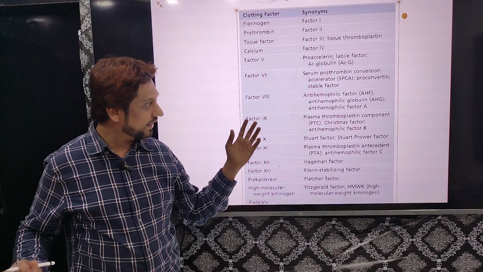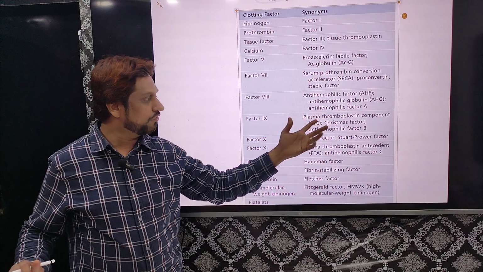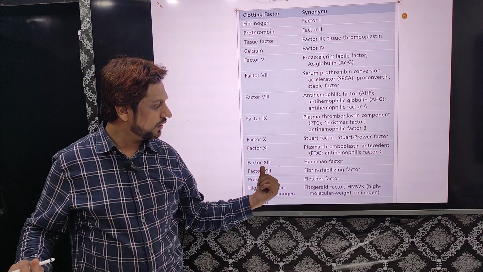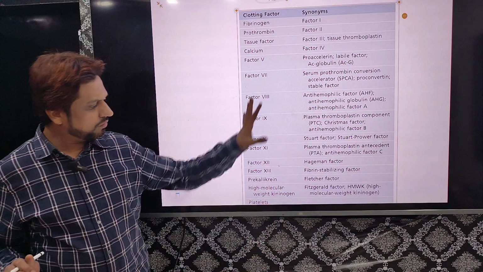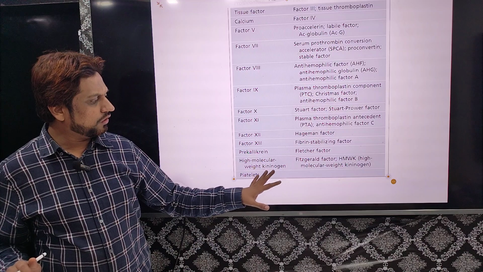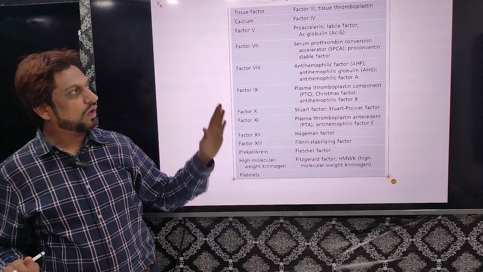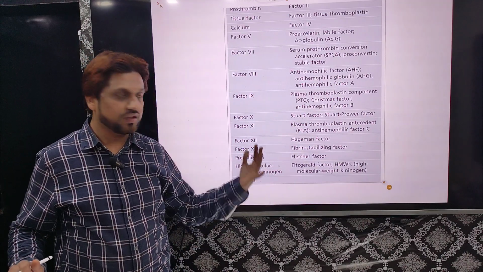The important ones are factor 8, the anti-hemophilic factor, deficiency of which causes the disease hemophilia. Factor 9 is Christmas factor. Then factor 12, Hageman factor. Factor 13, fibrin stabilizing factor. Many other things are there, along with high molecular weight kininogen and prekallikrein. Platelet itself is a clotting factor. So these are the 13 clotting factors plus other things.